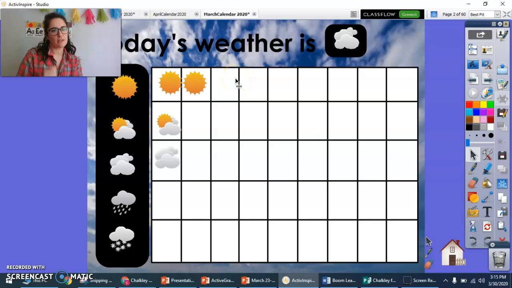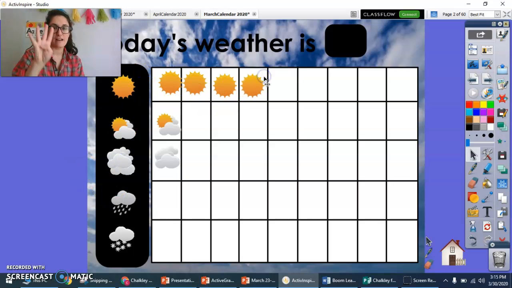Oh dear, my weather graph didn't save the other day, and I apologize, but today's weather is sunny. So we will add another piece there and take that down. And it is sunny. So we've had 4 sunny days in March. Awesome.